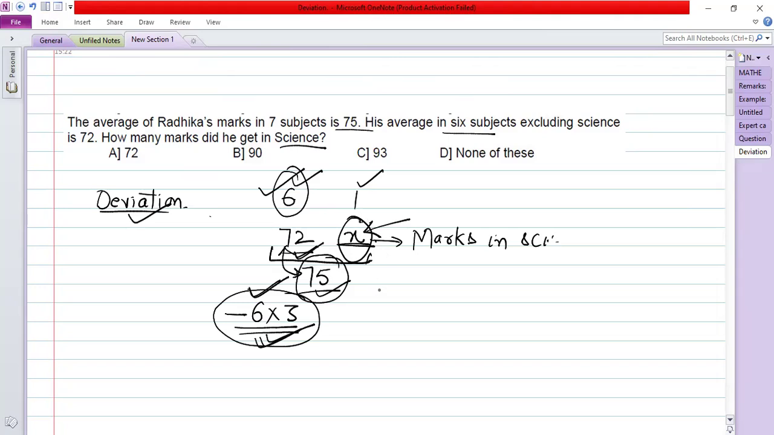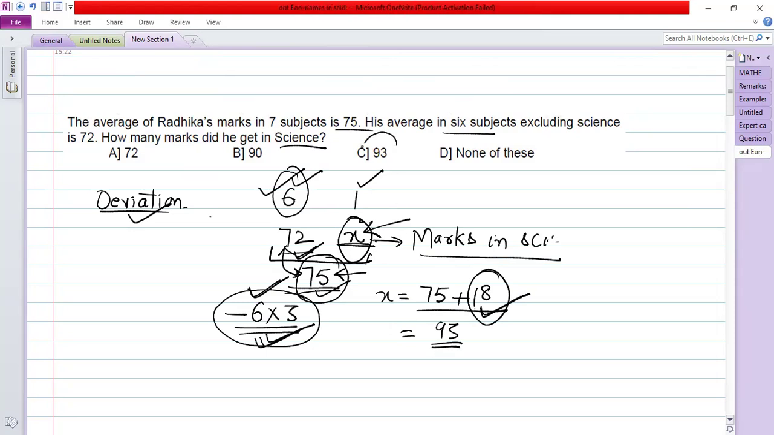So X must have a value of 75 minimum plus something more. What is that more? It must be 18. So this is the compensation made by the marks in science. So now the answer will be 93. Means Radhika must have 93 marks in science.